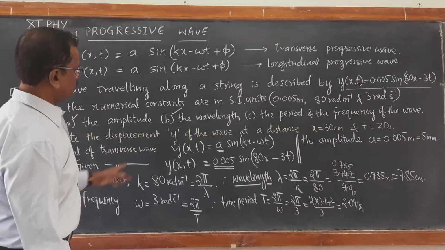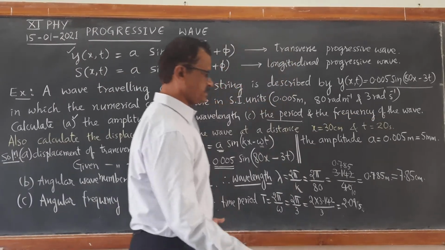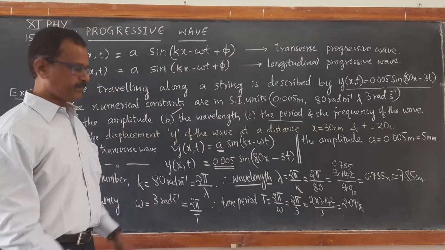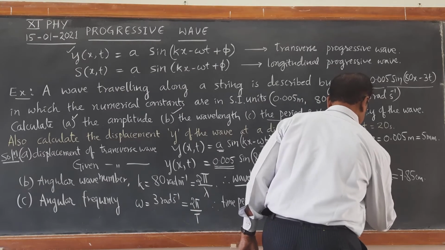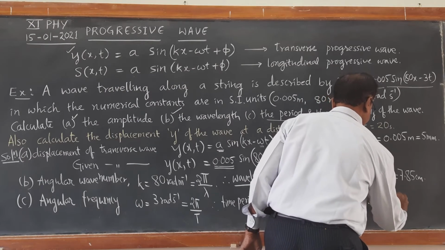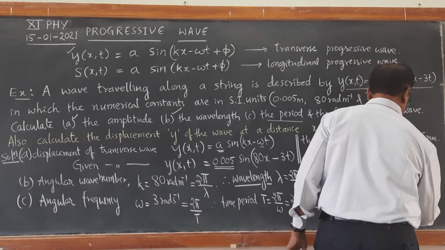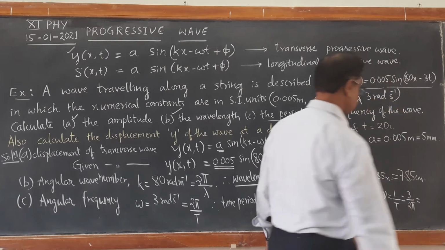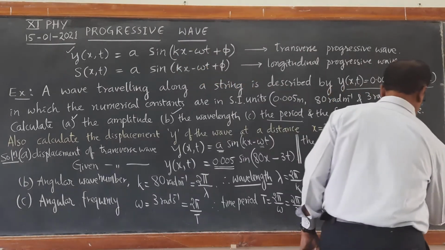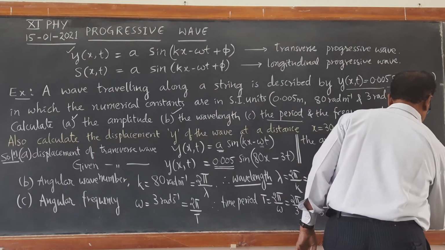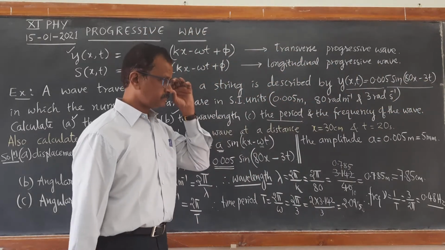Now, period is over. Now you are asked to calculate the frequency of the wave. Frequency is equal to the reciprocal of the time period. Therefore, frequency nu is equal to 1 by T, which is 3 by 2 pi. If you calculate that, it is going to be 0.48 hertz, that is 0.48 per second. That is the frequency.